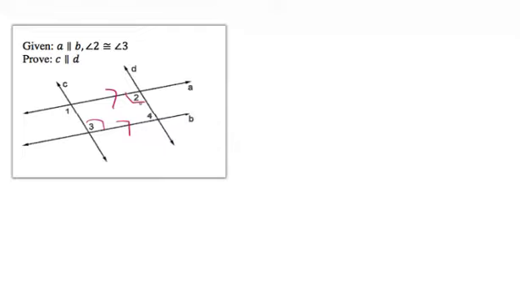If I can show that 4 and 3 add to 180, I could show consecutive interior angles, and I can prove that C and D are parallel. So I'm thinking maybe I can do this with CIA. Also, given C and D, it has to be working off of the transversal B or A. If I can prove that 2 and 1 are congruent by corresponding angles, I could also prove it.